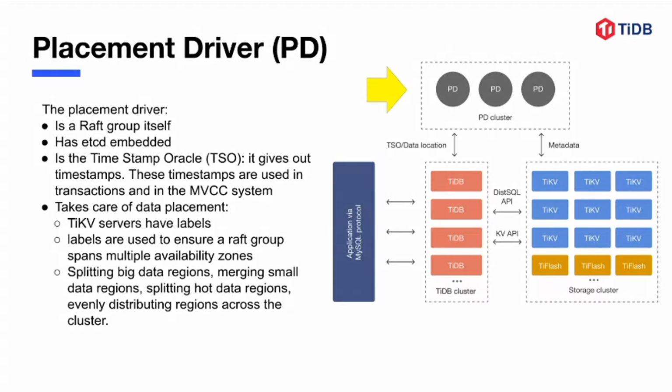The placement driver is also making sure that we split bigger data regions and merge smaller regions. It's trying to see that maybe specific data regions are more hot, and that they are not all clustered on a single machine, but spread out to the whole cluster, to make sure that both the load is spread out and the capacity is spread out over all the available machines.